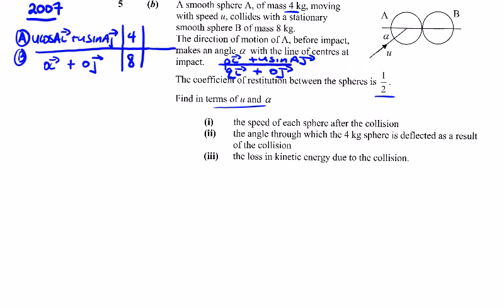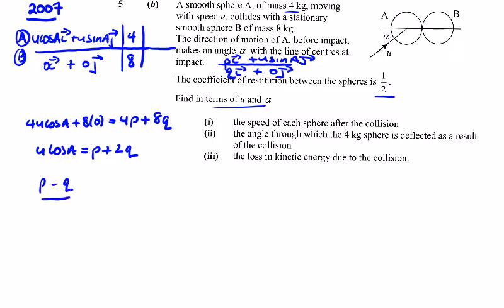Setting up our equations: 4u cos alpha plus 8 times 0 is equal to 4p plus 8q. Dividing by 4, u cos alpha is equal to p plus 2q. Then (p minus q) over (u cos alpha minus 0) equals minus e, so 2p minus 2q is equal to minus u cos alpha. And from above we have p plus 2q is equal to u cos alpha.